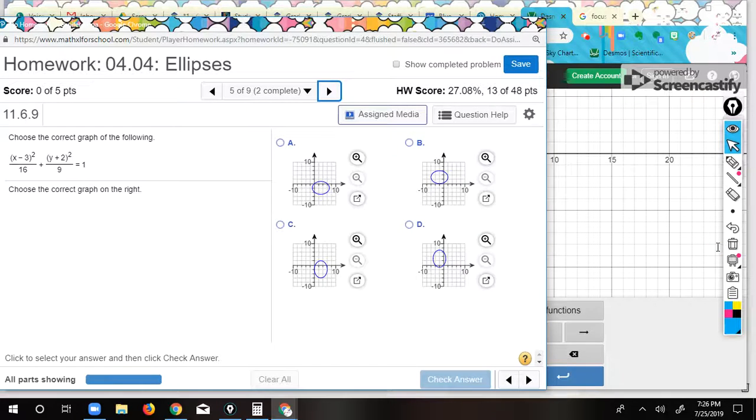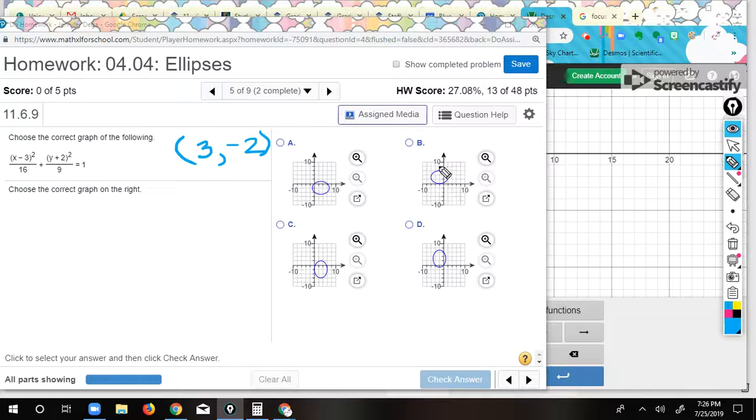Number 5. Okay. Same deal. Now this one we could easily read off of there. Same idea for a center. It's going to be the opposite of what's next to x and y. So the opposite of x is 3. Opposite of y is -2. So something at 3, -2, it looks like it's A or C.